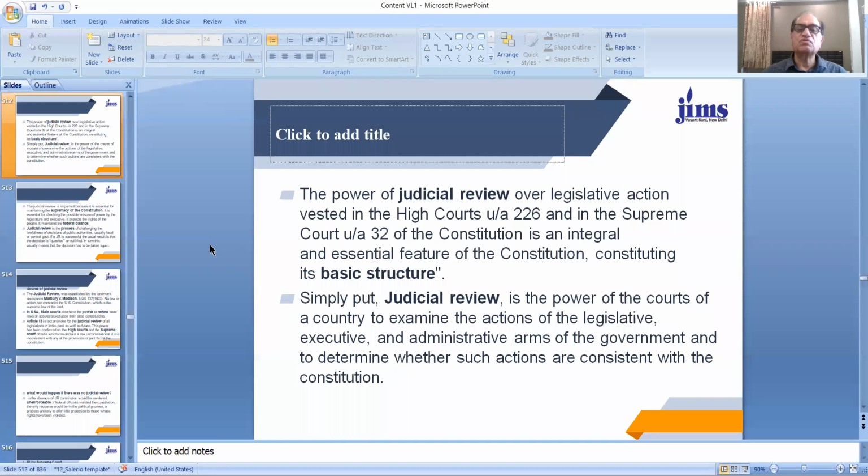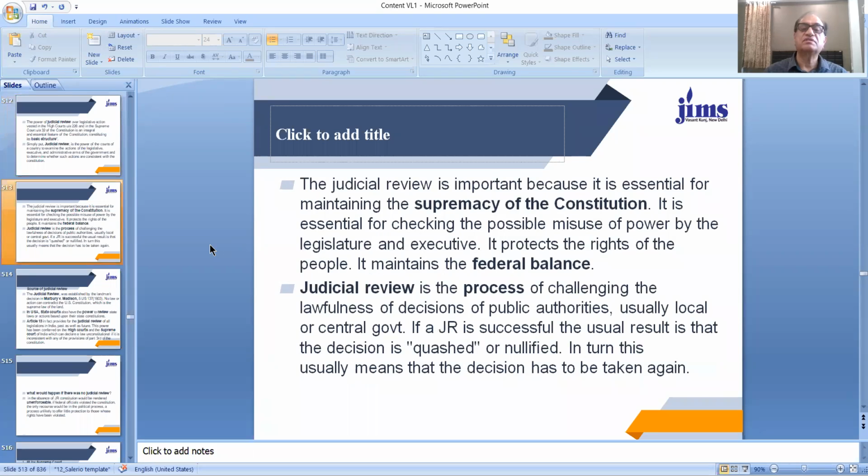is the power of the courts of a country to examine the actions of the legislative, executive, and administrative arms of the government and to determine whether such actions are consistent with the constitution or not. Or you can say, dear students, that judicial review is important because it is essential for maintaining the supremacy of the constitution. It is essential for checking the possible misuse of power by the legislature and executive, and it protects the rights of the people. It maintains a federal balance between the central government and the state government also.